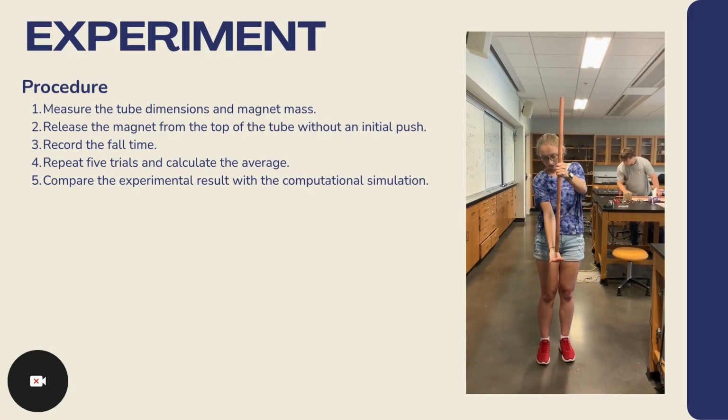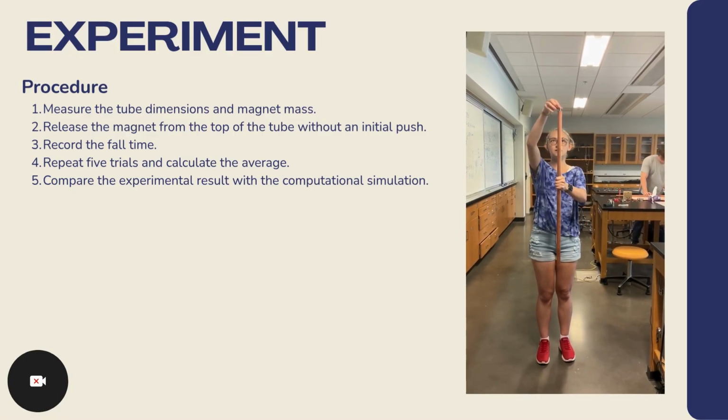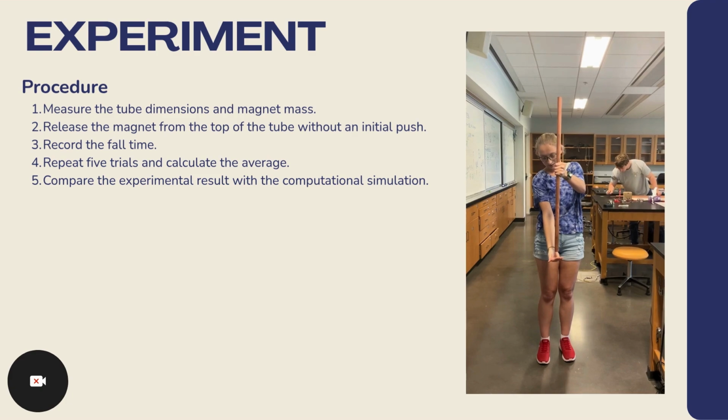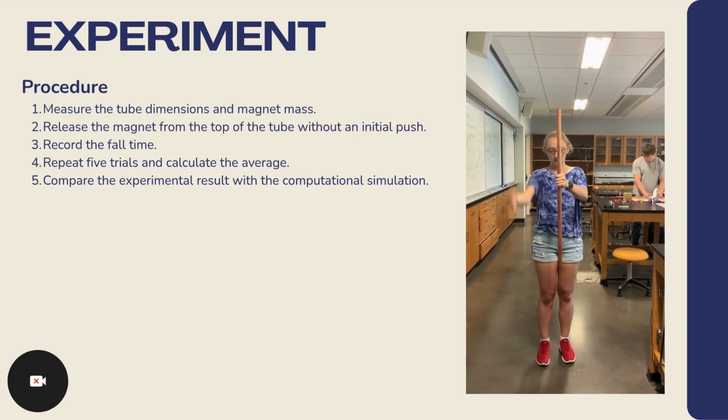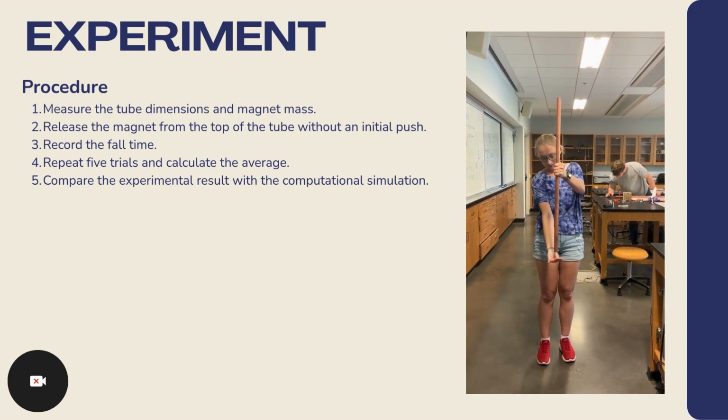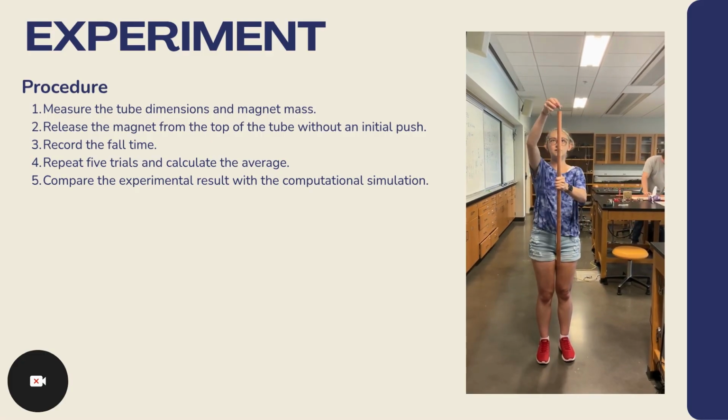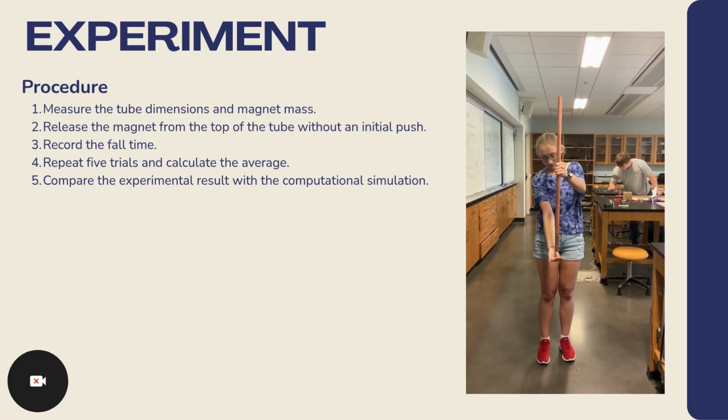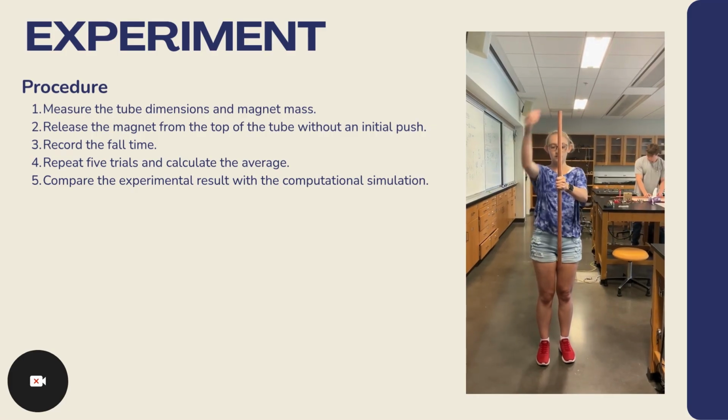First, we measured the dimensions of the tube and the mass of the magnet. Then the magnet was released from the top of the tube without applying an initial push. We recorded the fall time and repeated the experiment 5 times to obtain an average value. Finally, we compared the experimental results with the computational simulation to evaluate how well the model predicted the magnet's motion.